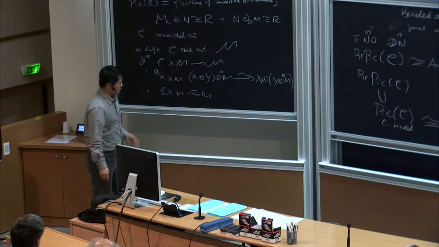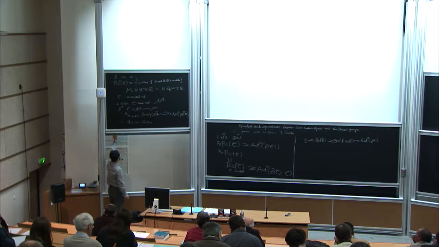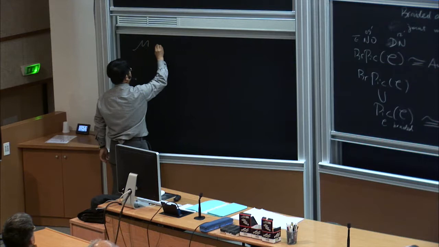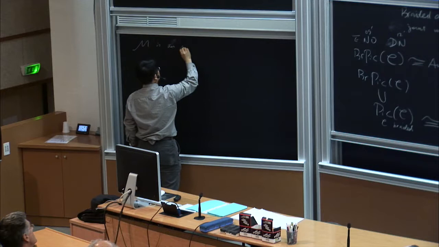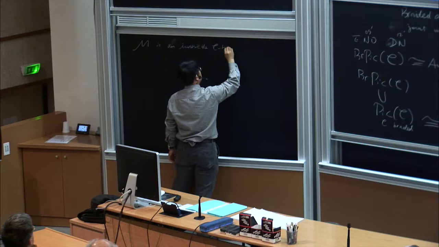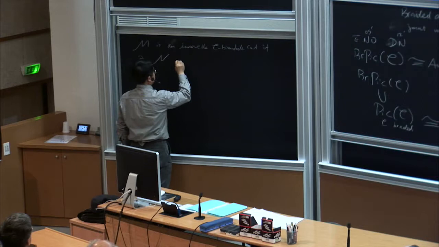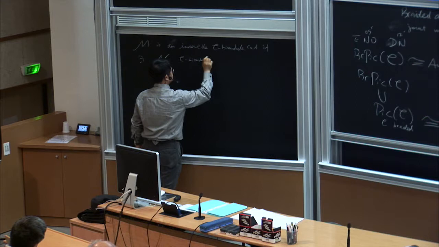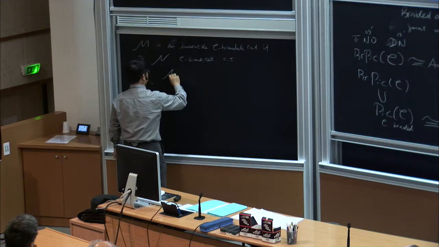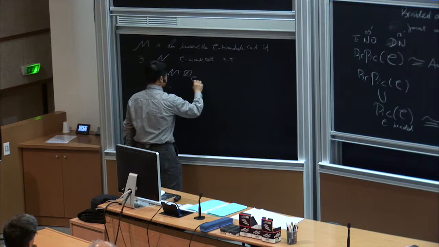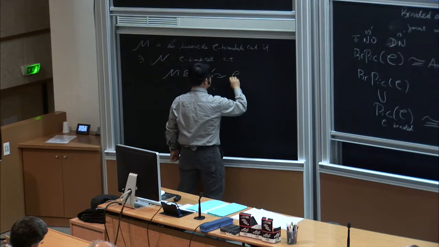And what is an invertible bimodule category? It is a similar definition. M is an invertible C-bimodule category if there exists another bimodule category N such that M, taking the tensor product over C with N, is equivalent to C, and also the other way around.